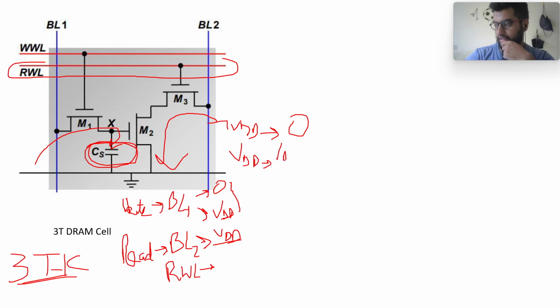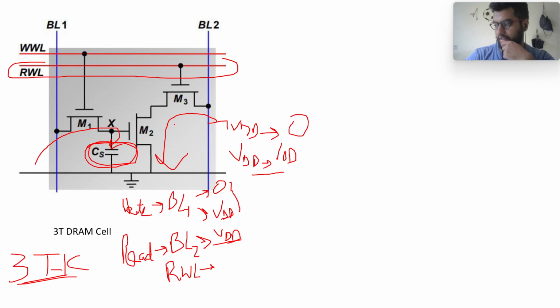So you see, when 0 was stored, my bit line 2 is at VDD. When 1 was stored, my bit line 2 gets discharged to 0. So whatever logic was stored, its opposite is happening at bit line 2. So this is an inverting kind of readout. If 1 was stored, the precharged bit line 2 is discharging to 0, and if 0 was stored, bit line 2 will remain high, that is, charged to VDD.